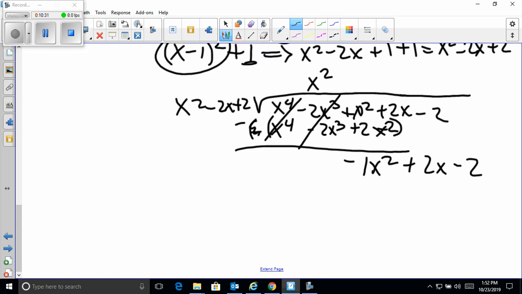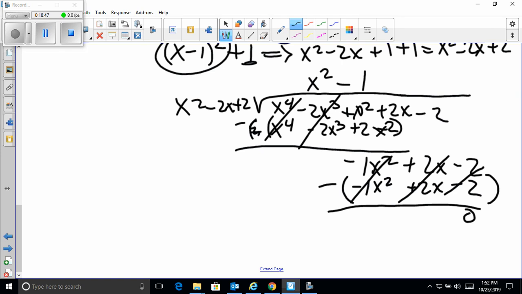So how many times is x squared going to negative x squared? It's going to go negative 1. So that's going to be negative 1x squared plus 2x minus 2. I'm going to subtract that. That cancels, that cancels, that cancels, equals 0.